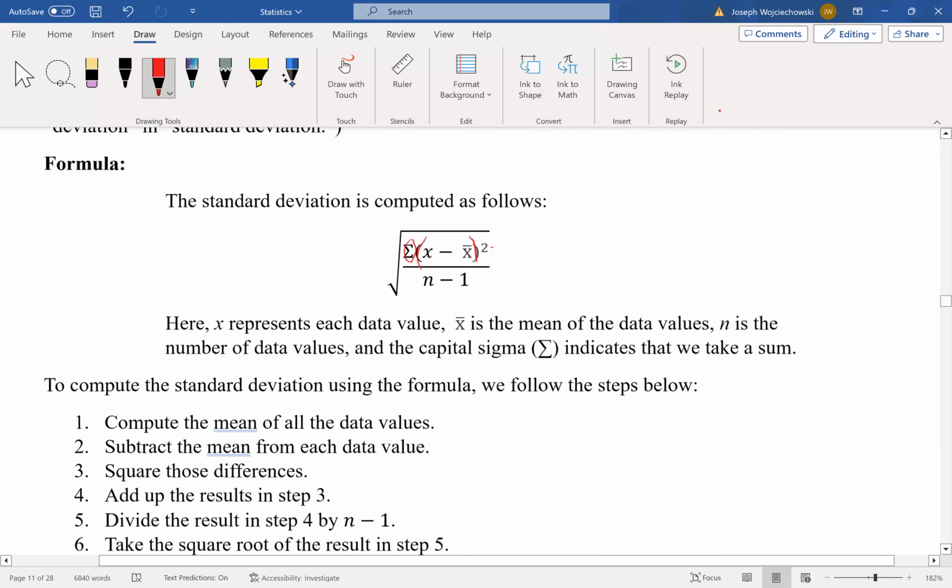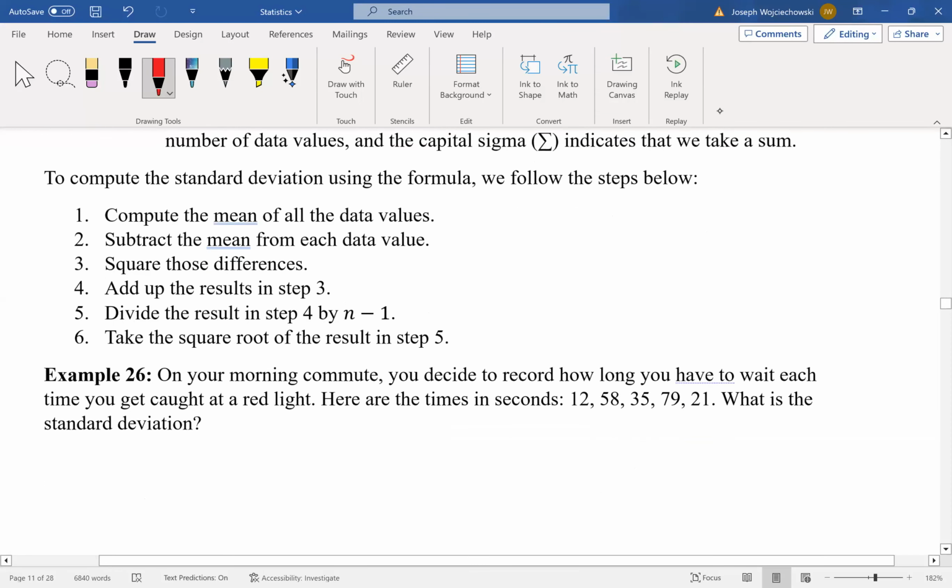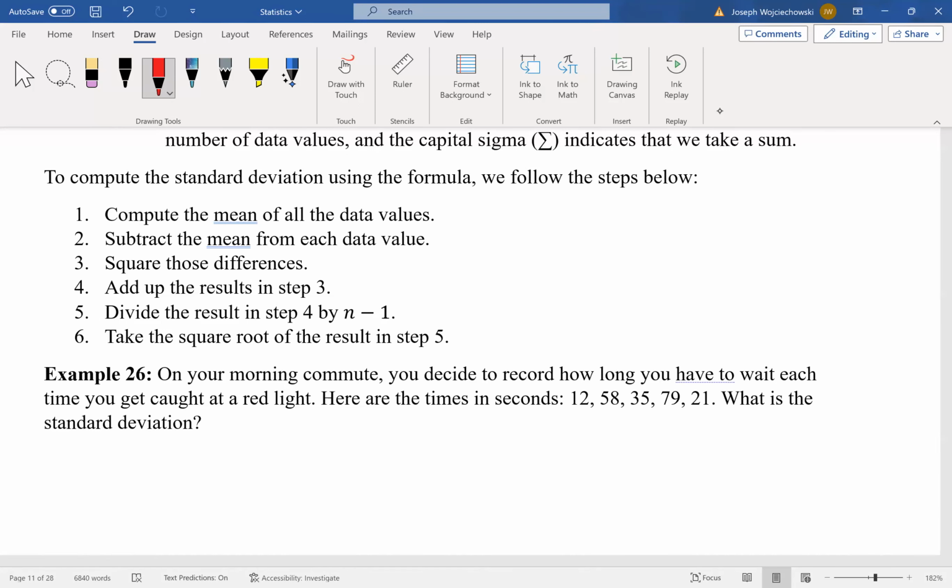How do we do this? To compute the standard deviation using the formula, follow the steps below. First, we're going to compute the mean for all the data values. Then we're going to subtract the mean from each data value, square those differences, add up the results in step 3, divide the result in step 4 by n minus 1, and then take the square root.